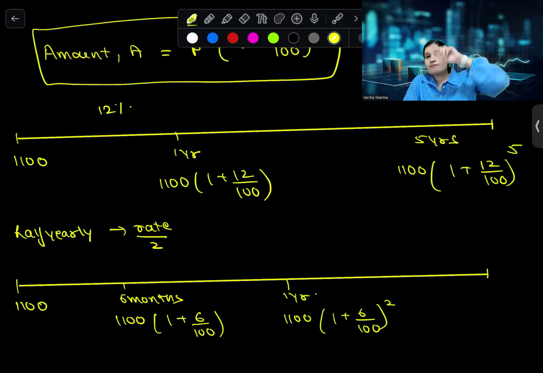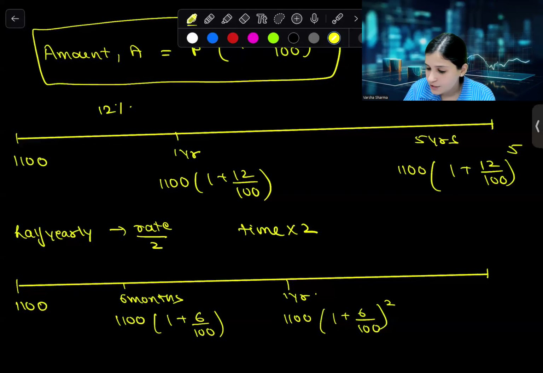In 1 year, when we are doing annually, I have to pay only once. Now when we are doing half yearly, how many times do I need to pay? Twice. So in 5 years, how many times will I pay? 10 times. Time gets multiplied by 2. So in 5 years, the power will become 1 plus 6 by 100 to the power 10.